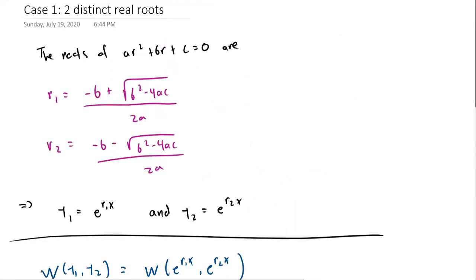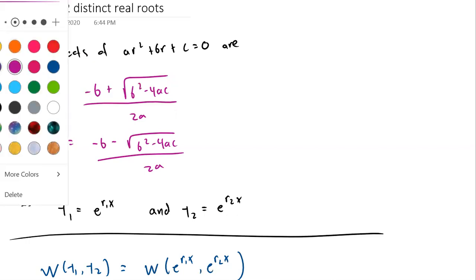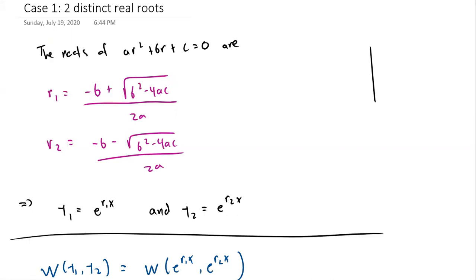Now, remember that we're in the case where we have two distinct roots. Right? So I didn't draw a picture for this before, but let me do it now. So we get two distinct roots. Right? So an example of what this might look like would be something like this, right? Where this would be r1. Oh, let me use a different color. This would be r1, and this would be r2. So we know we have two roots and they are distinct. r1 is not equal to r2.